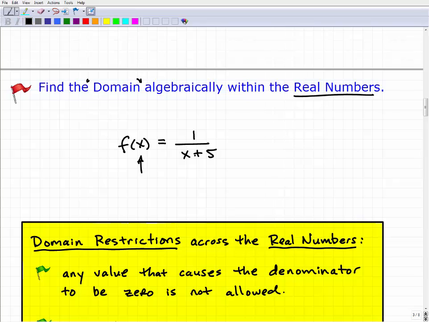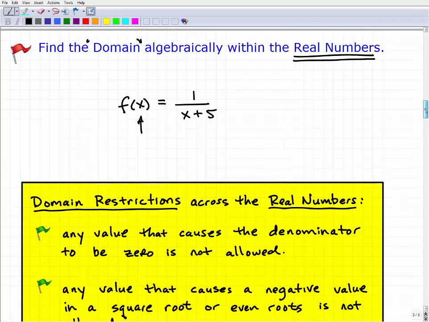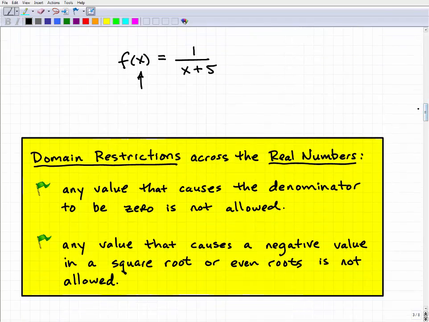Well, when we're talking about real numbers, there are two conditions that can break a function, okay? And these are our restrictions. These are the things that we need to stay away from. So I'm going to give you a second to write these down, then we'll go over this.